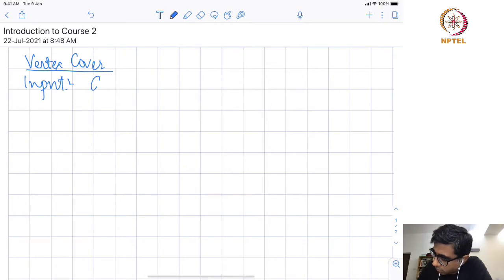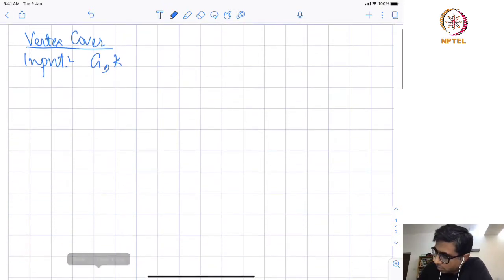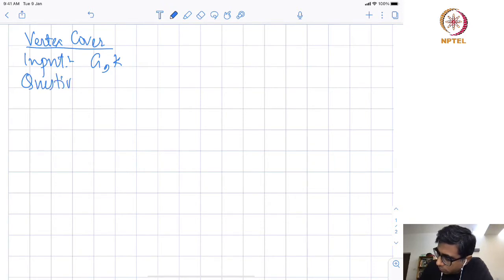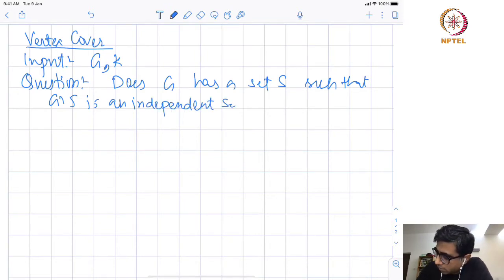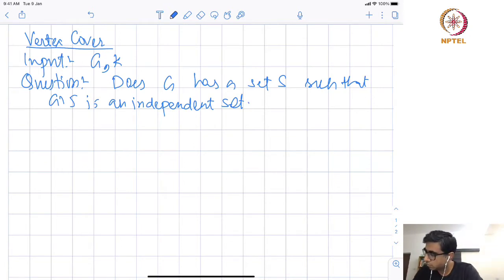Input was G comma k. Okay. Question was, does G have a set S such that G minus S is an independent set, and mod S is less than or equal to k? Okay. So basically we are looking for a set S such that for every edge one of the endpoints is present in S, and that S was also called a vertex cover.